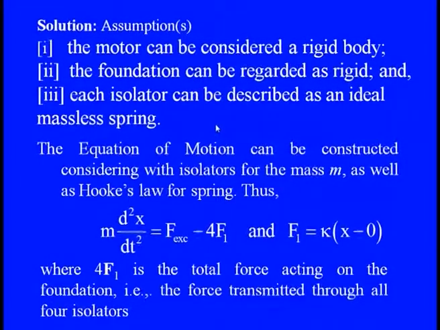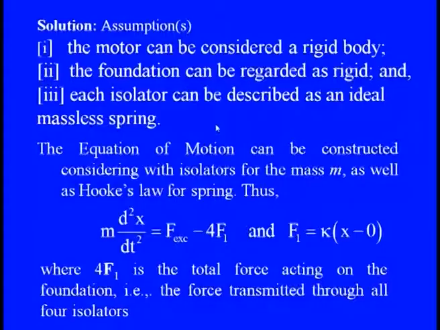Second, the foundation, the steel flat plate, can also be considered as a rigid body, and each of the 4 isolators acts as a massless spring. When we consider those things, it is pretty simple that the inertia forces generated due to the rotation or some kind of oscillation come from the 100 kilogram machine.